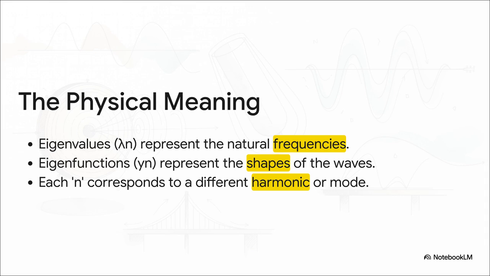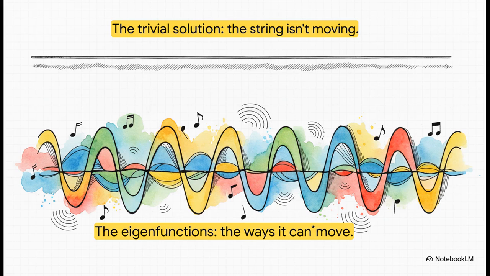And the eigenfunctions, those are the literal shapes of the vibrating string for each of those notes, the fundamental tone, the first harmonic, the second harmonic, and so on. And that brings us right back to the beginning. The trivial solution, y equals 0, just means the string is sitting there, bored, not moving at all. But the eigenfunctions we worked so hard to find, those are all the interesting, dynamic ways it can move, the vibrations that actually create the beautiful sounds we can hear.